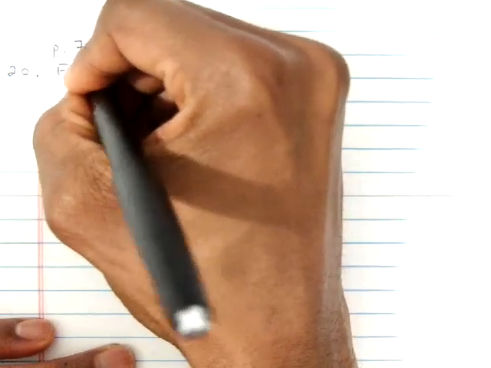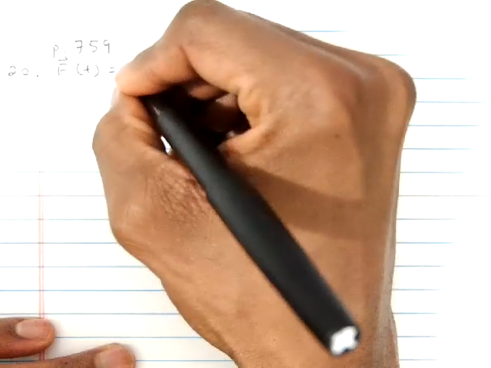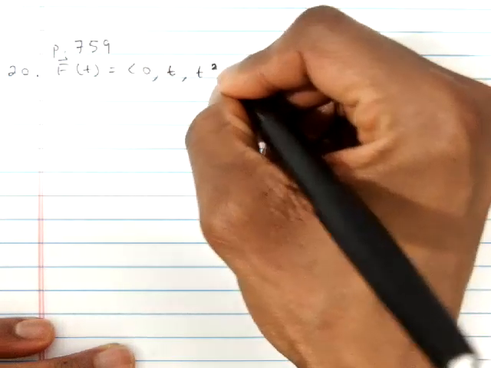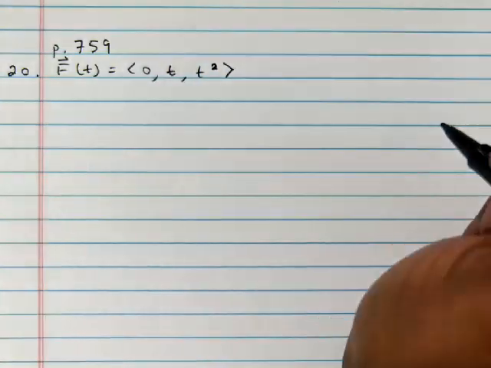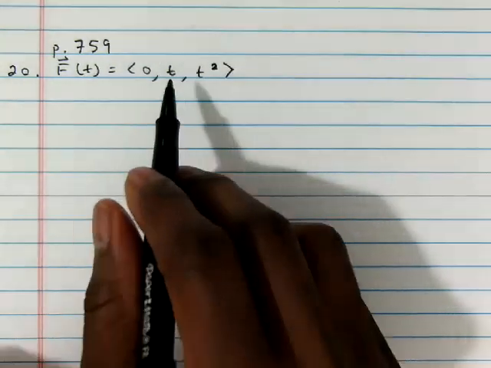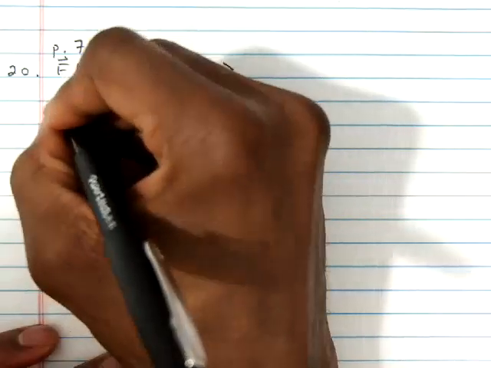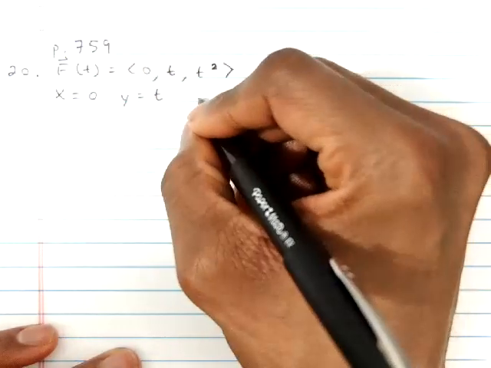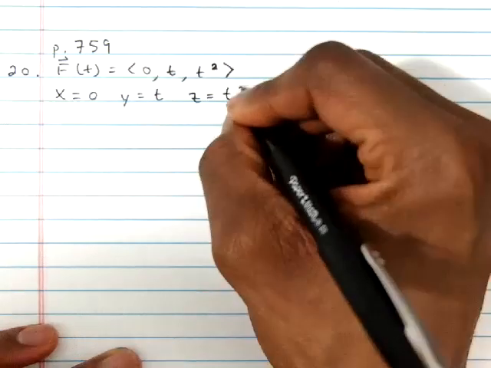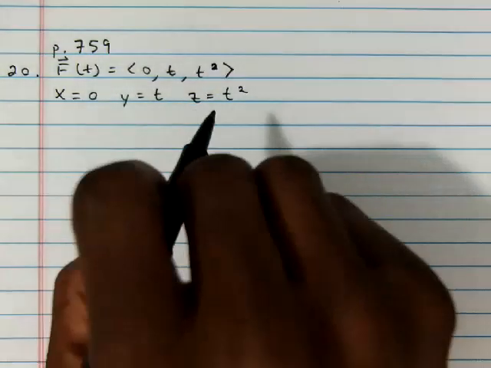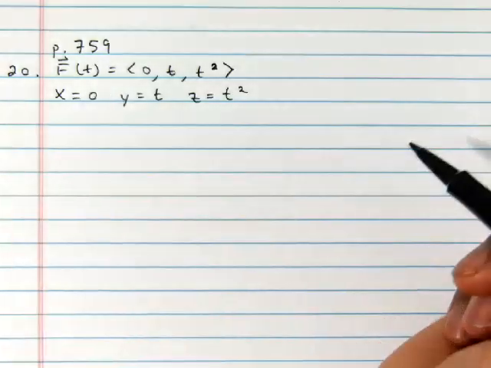All right, so here they give us that f of t is equal to 0, t, t squared. So in the last video, we ran into a line segment and a line. Now in this example, our parametric equations are x equals 0, y equals t, and z equals t squared. So this does not look like a line or a line segment, nothing that we're familiar with.